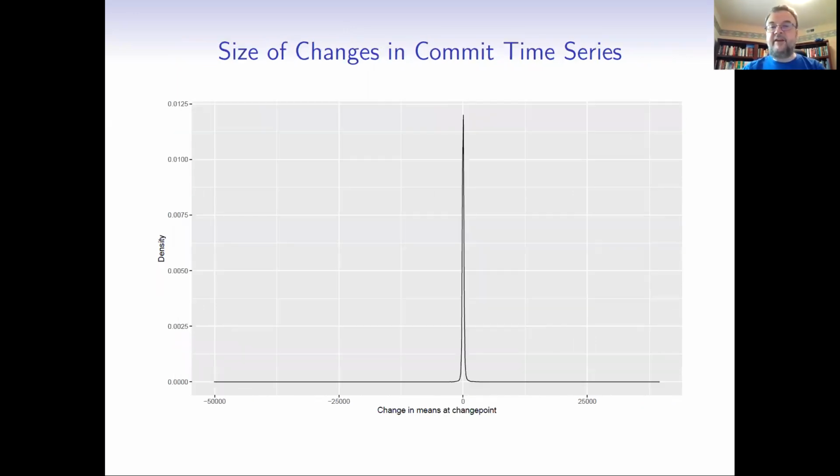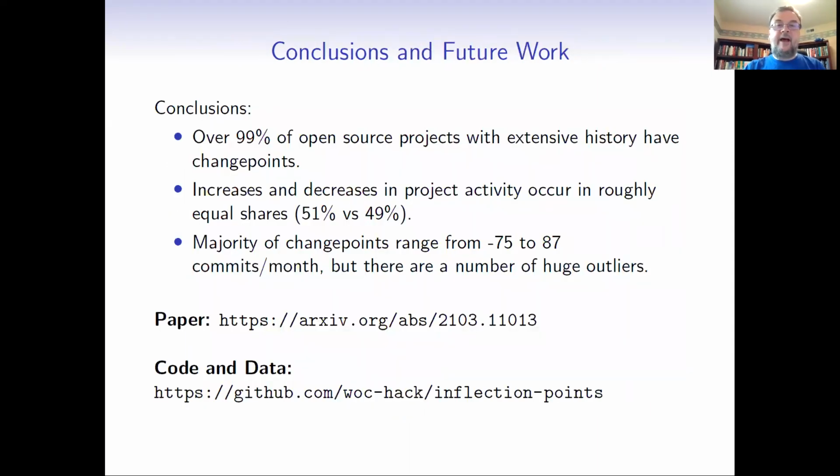For the size of change points, we found that the vast majority of change points range between minus 100 and plus 100 additional or fewer commits per month. And there were some substantial outliers, though, where the changes were in the tens of thousands. We didn't have time to investigate those. They may indicate import from another repository, so we're not sure how real those are. In conclusion, change points are common.